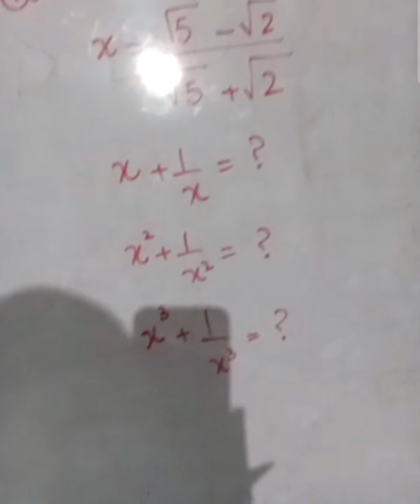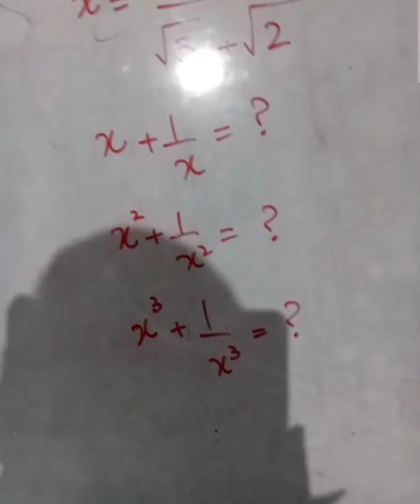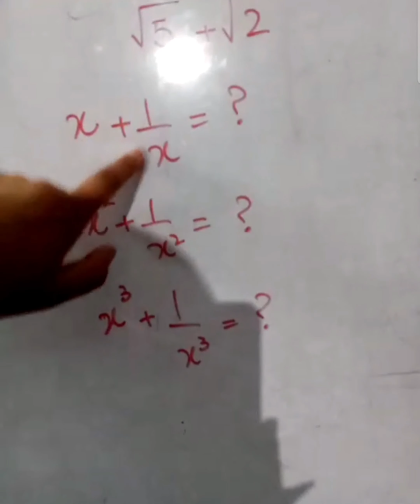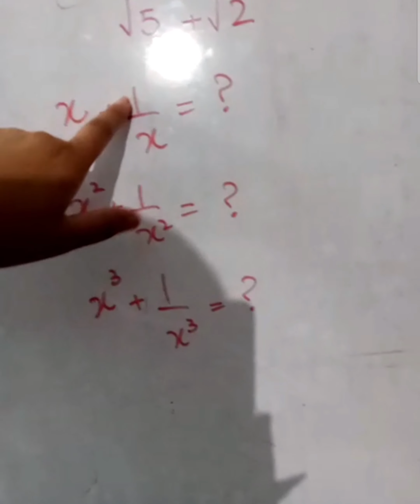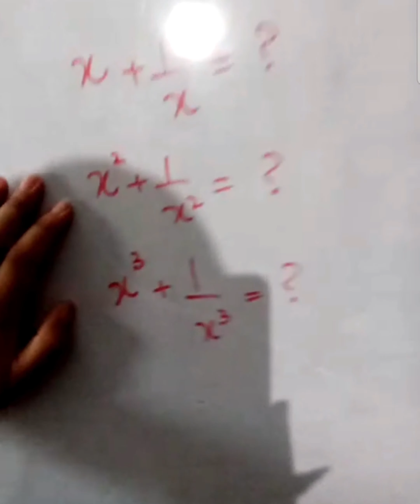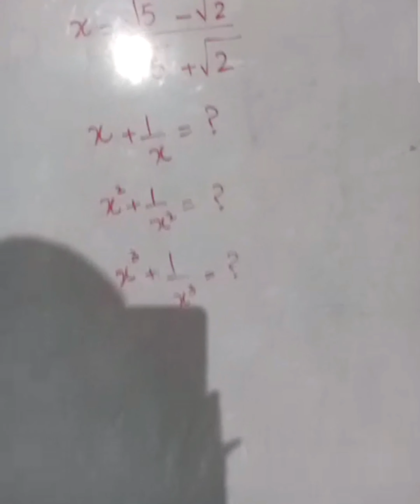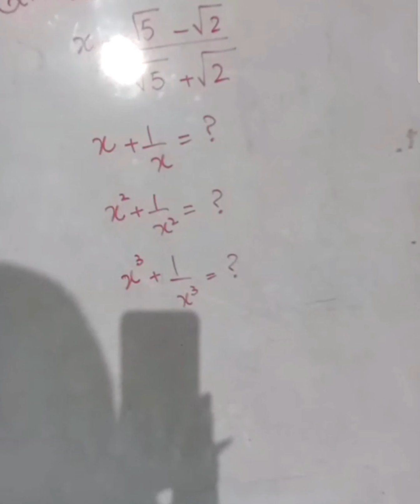Okay, we will solve all of these one by one. First we will solve x plus 1 by x, but here x is given, not the value of 1 by x. So first of all we will evaluate the value of 1 by x. From that we will solve x square plus 1 by x square. Similarly, we will use the answer for part 1 to solve the third term as well as the second term.